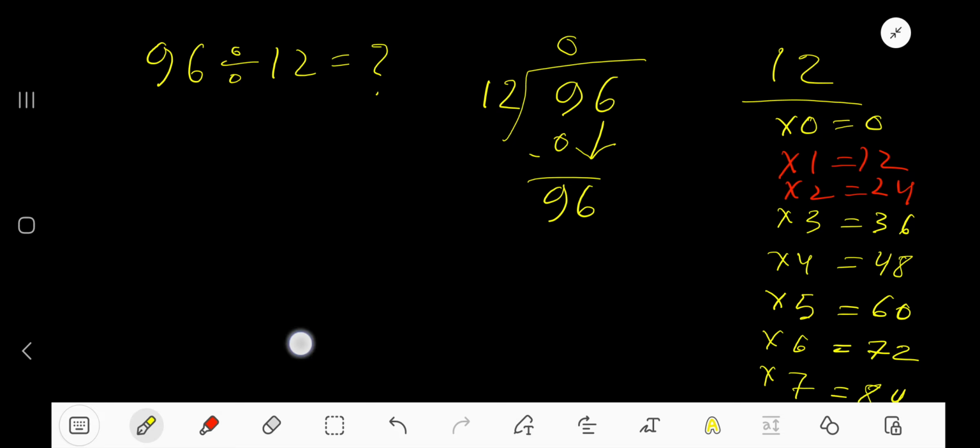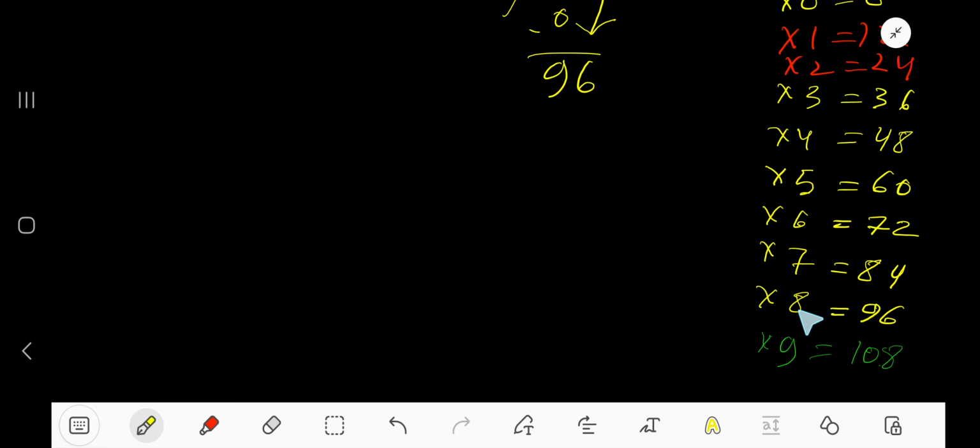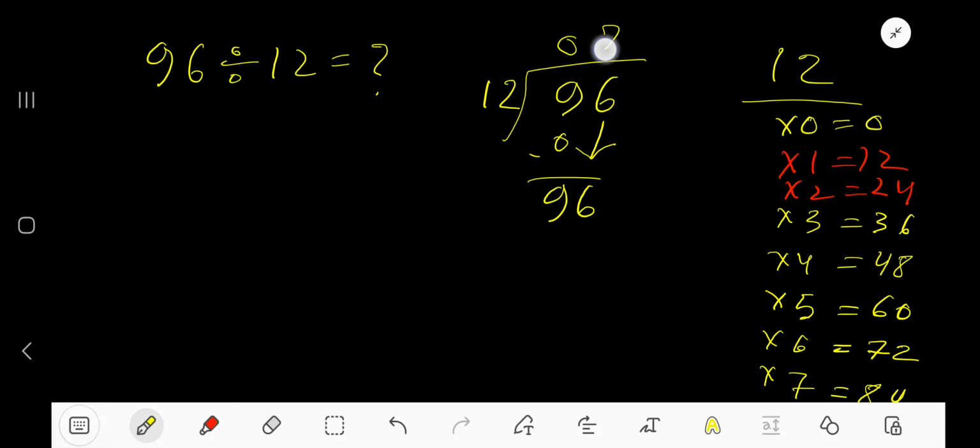12 goes into 96 how many times? 12 goes into 96 8 times. Let me check. Multiply this 12 by 8. 8 times 2 is 16, write 6, carry 1 to the next column. 8 times 1 is 8, plus 1 is 9, so 96.